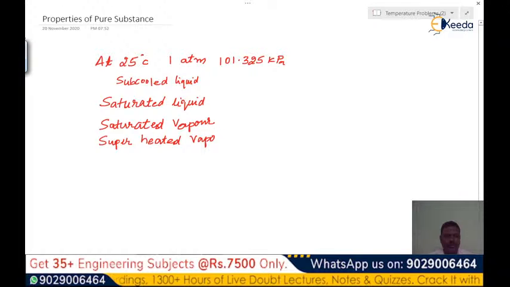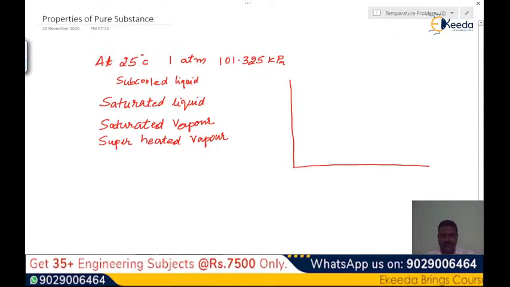I will explain this phase change with the help of a graph. In that graph we will have enthalpy and entropy. Along y-axis let's have specific enthalpy. Along x-axis let's have specific entropy.